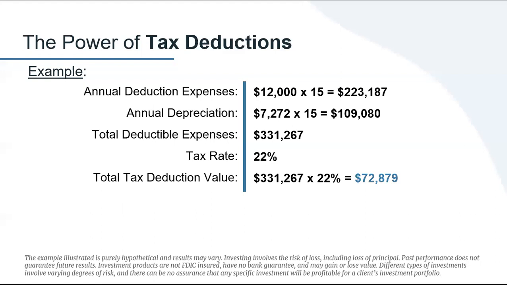And then the total deductible expenses over this 15-year time frame is $331,267 at a tax rate of 22%. That equates to $72,879. That is money that Jim gets to keep in his pocket. So normally, if he was paying tax on this money, he would have paid out $72,000 out of his pocket to the IRS. But because he's investing in real estate and getting the deductions and the depreciation, he gets to keep $72,000 in his pocket.